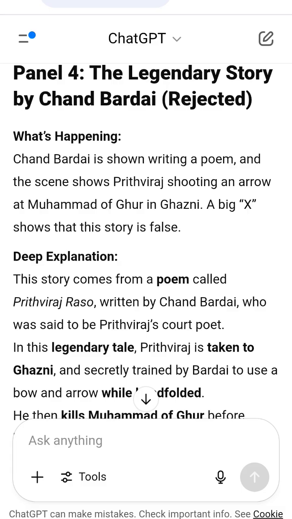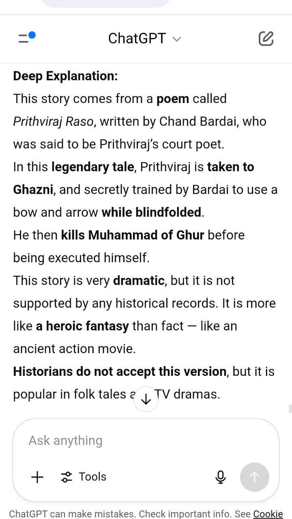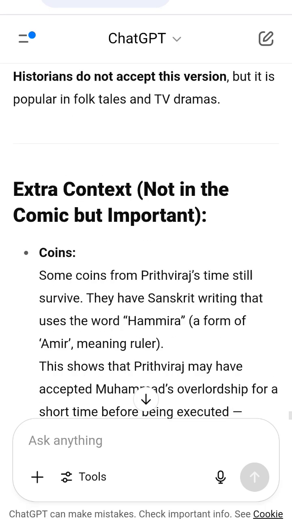Minhaj-us-Siraj said Prithviraj was killed right after the battle and sent to hell. 2. Hassan Nizami said he was taken alive to Ajmer, then executed for treason. This version is most likely true.